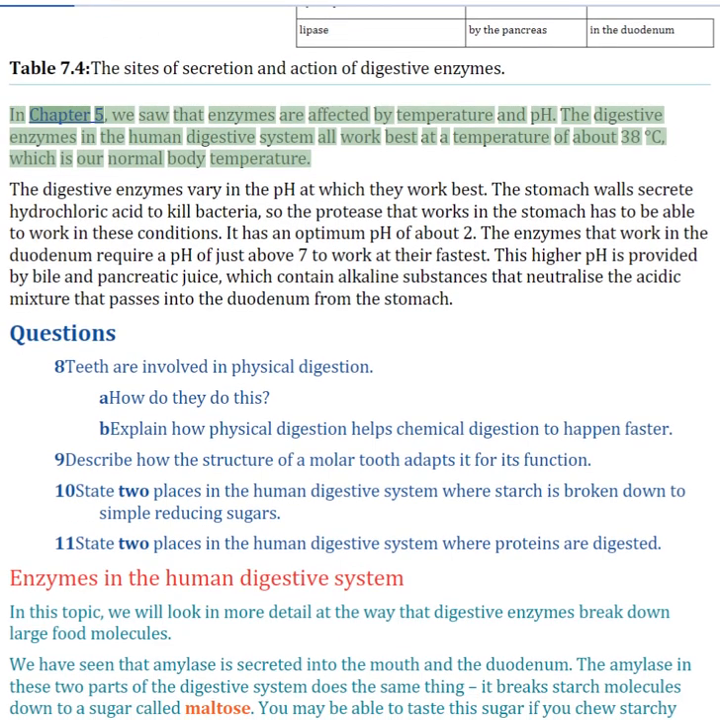In Chapter 5, we saw that enzymes are affected by temperature and pH. The digestive enzymes in the human digestive system all work best at a temperature of about 38 degrees Celsius, which is our normal body temperature.